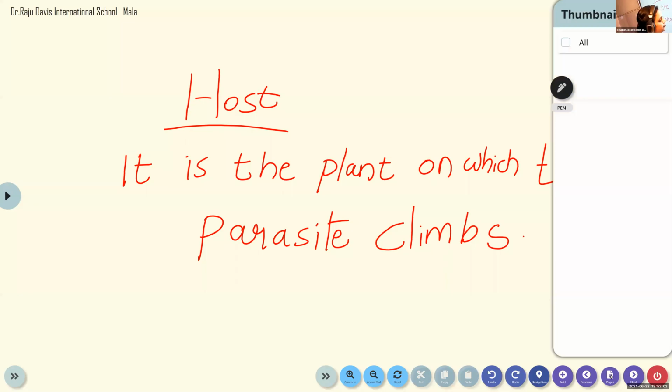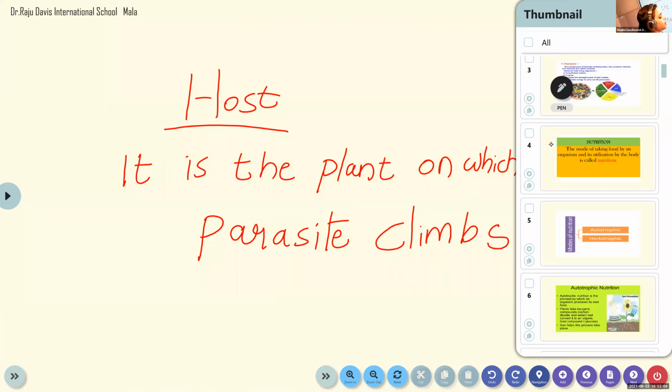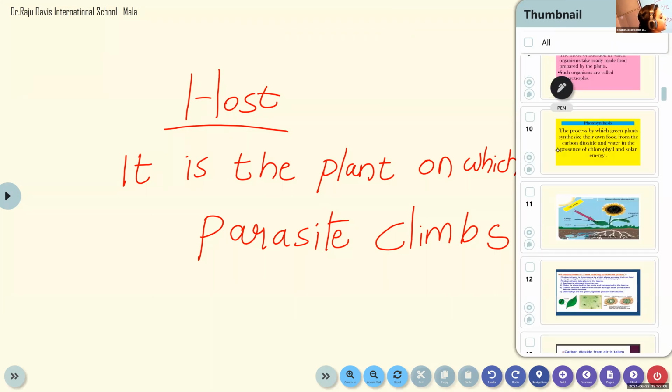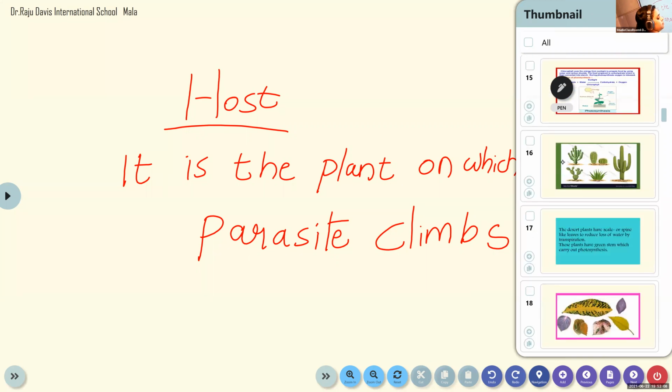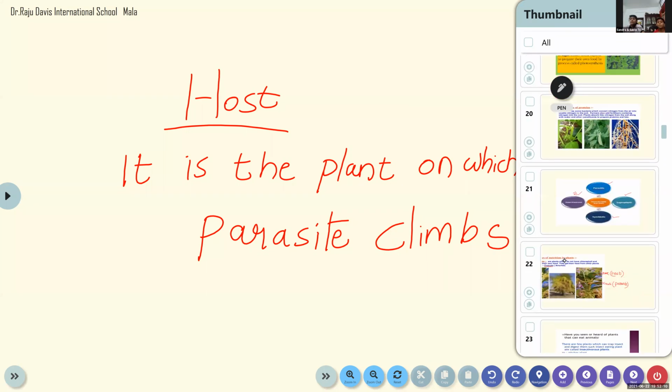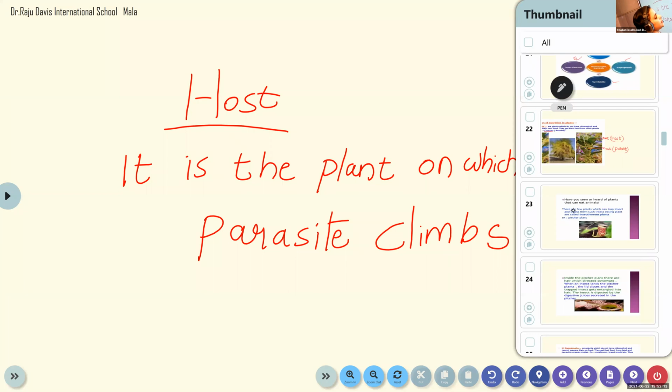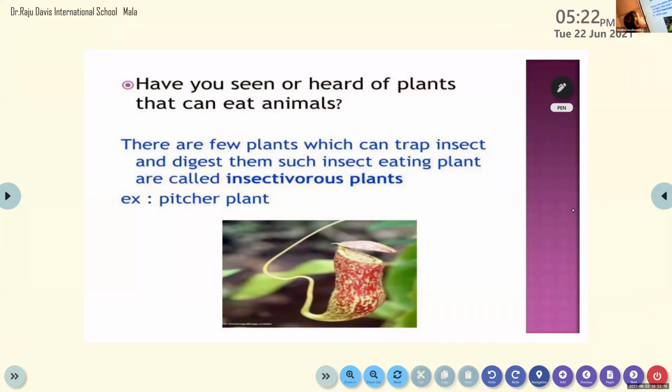Very good. Now, can we move to the next type of plants that come under heterotrophic nutrition? Yes, ma'am. All right. So I will show a slide. Students, have you heard about the plants that eat insects? Yes, ma'am. Did you see the plant in real life? No, ma'am.